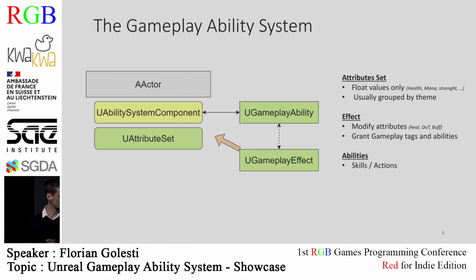The gameplay effect will act on those attribute sets. So if you want to deal damage, you will create a gameplay effect that will reduce life points on your attribute set. And finally, you have the gameplay ability. Gameplay abilities are the skills or the reactions you can give to a player. And we will see all of that in more detail.